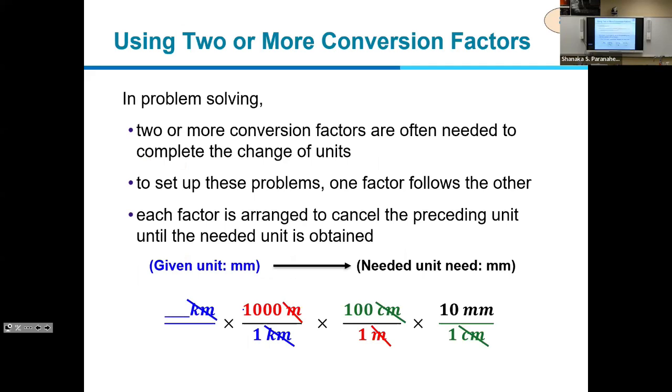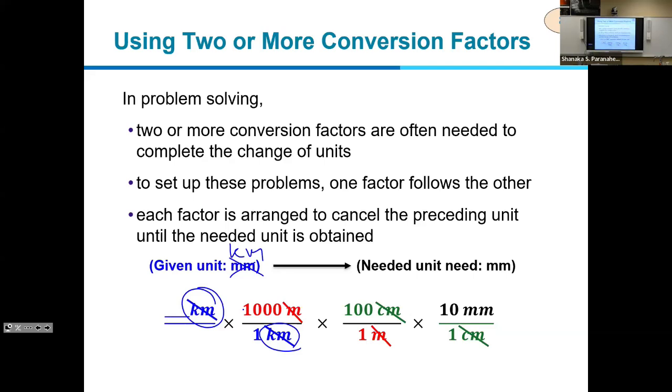Okay, so this is the dimensional analysis in brief. Always we cancel out the given unit, kilometer to kilometer, meter to meter, centimeter to centimeter, then we get millimeters. If you want to convert kilometers into millimeters, we can use 3 conversion factors like this. 1 kilometer is equal to 1000 meters, 1 meter is equal to 100 centimeters, 1 centimeter is equal to 10 millimeters. Okay.